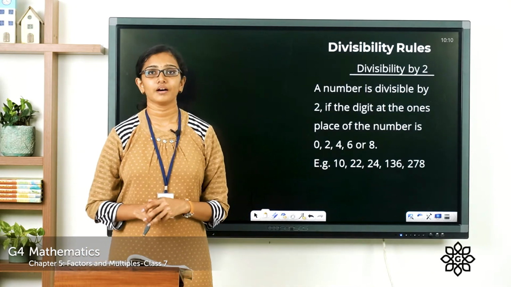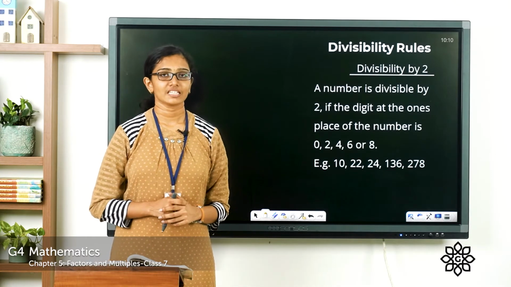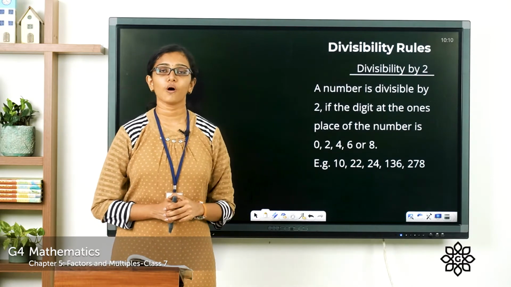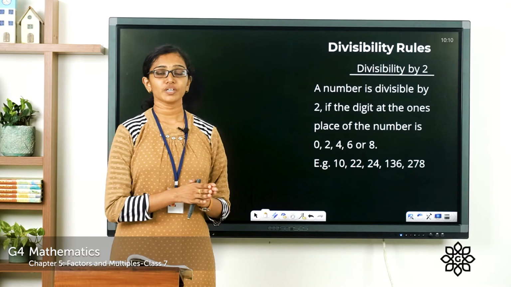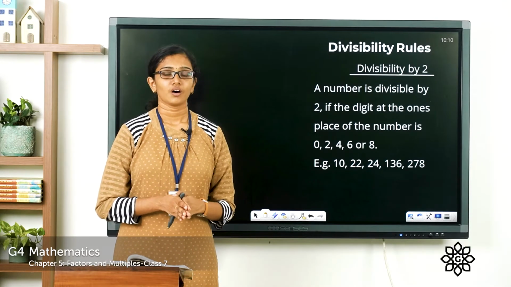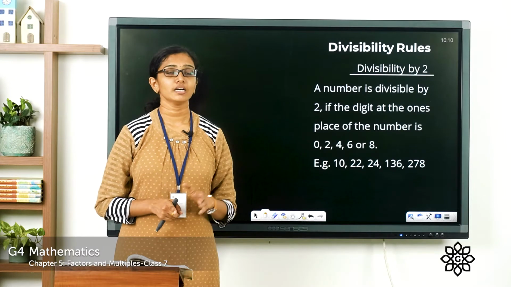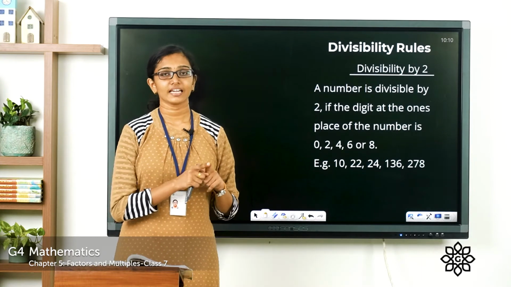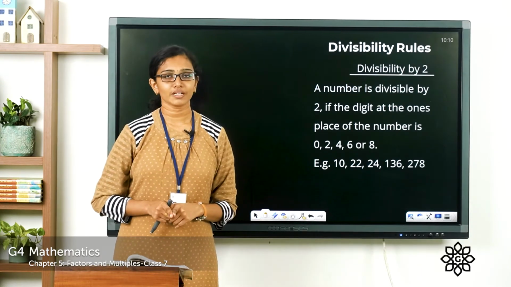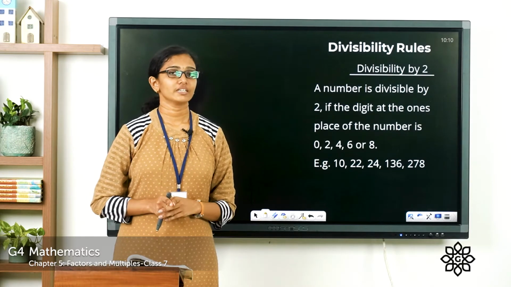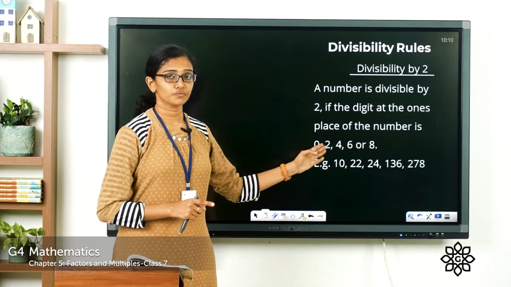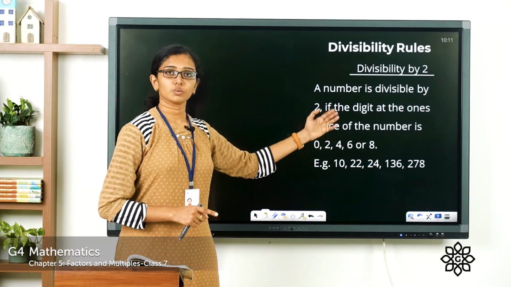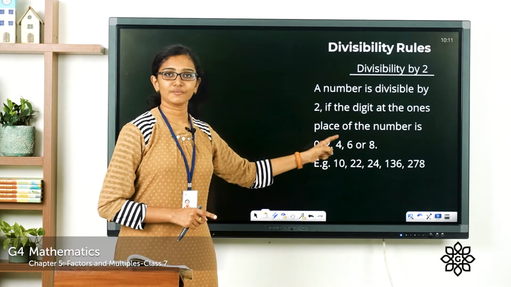A number will be divisible by 2 if the digit at the ones place of the given number is either 0, 2, 4, 6 or 8. Why? Because we know all the multiples of 2, or all the numbers which have 2 as a factor, will have either 0, 2, 4, 6 or 8 in their ones place, and they will be even numbers as well. So, if the ones digit is one of these numbers, we can say the number will be divisible by 2.